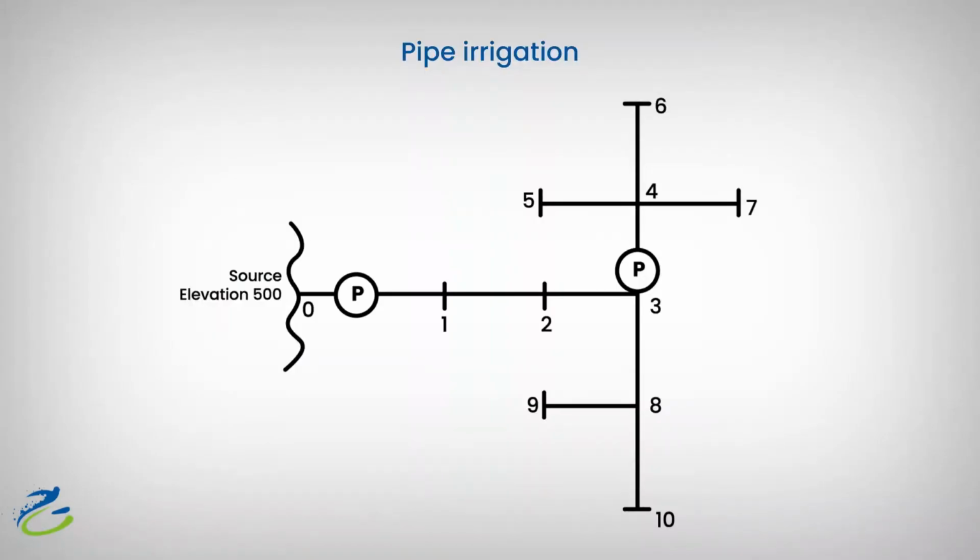This irrigation network of pipes under pressure takes water from the source at certain elevation and pumps water to a sprinkler irrigation system at the terminal nodes numbered 5, 6, 7, 9, and 10.